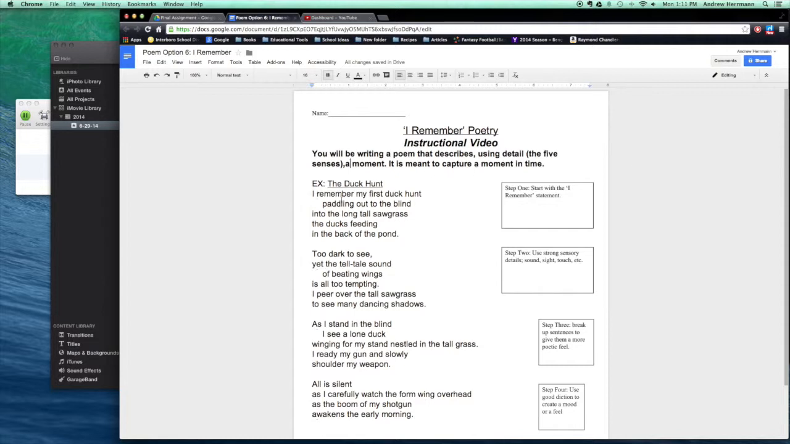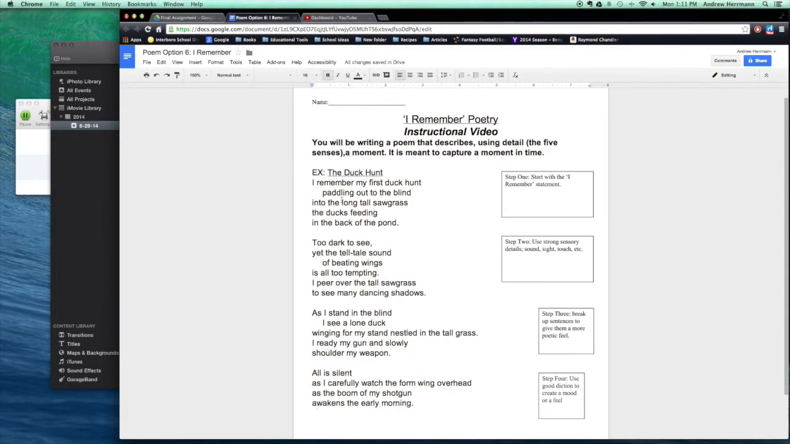Now, this is an example of someone describing a duck hunt, and they start off with an I remember statement, which the very first line just begins with I remember. I remember my first duck hunt. Paddling out to the blind, into the long tall sawgrass, the ducks feeding in the back of the pond. There you go. It gives you a pretty straightforward introduction, but there are details, visual details, and you can see there's that poetic form, where it's one sentence in the first stanza, but it's broken up to make it look more poetic.